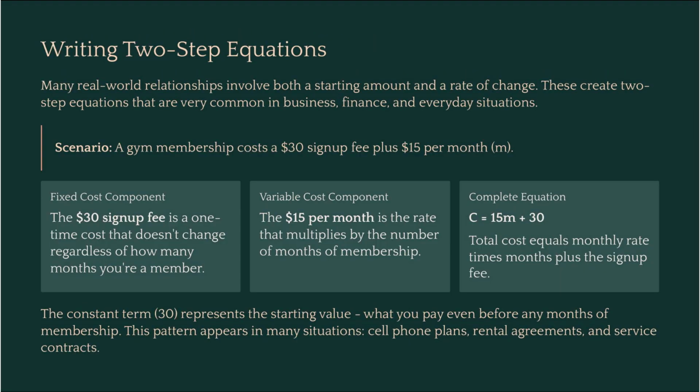Let's write a two-step equation for a gym membership. There is a $30 sign-up fee plus $15 per month, M. The total cost, C, is dependent. The fee, $30, is the constant starting value. The monthly cost is the variable part, 15M. The equation is C equals 15M plus 30.